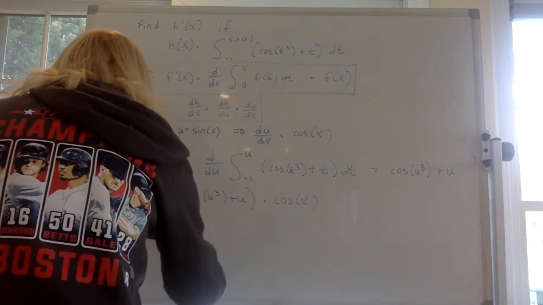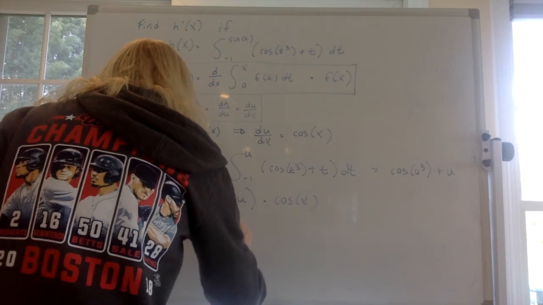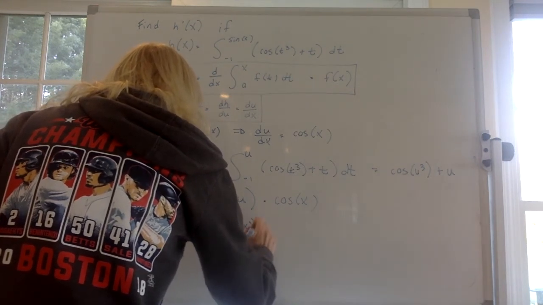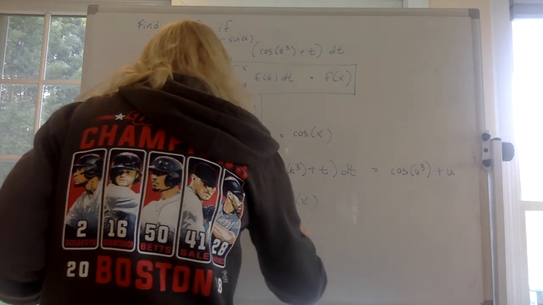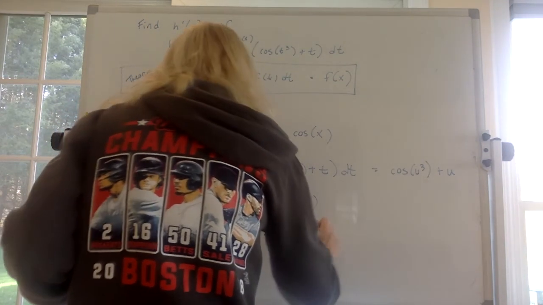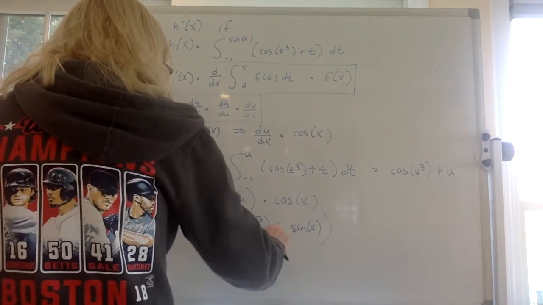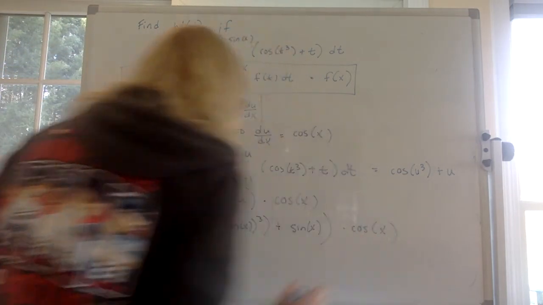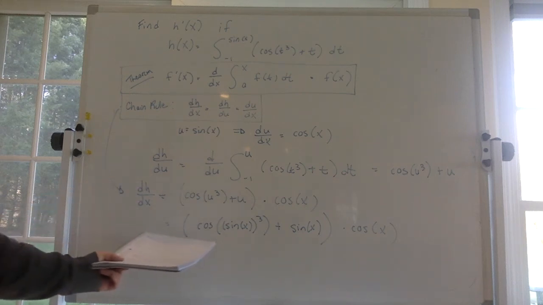Right, so it's equal to the cosine. So instead of a u, we have a sine of x cubed, right? Plus u, so plus sine x. Right, so this whole thing is in parentheses, and then we still have a times cosine x. So it's kind of long, it looks kind of confusing, but that's what the final answer would be.